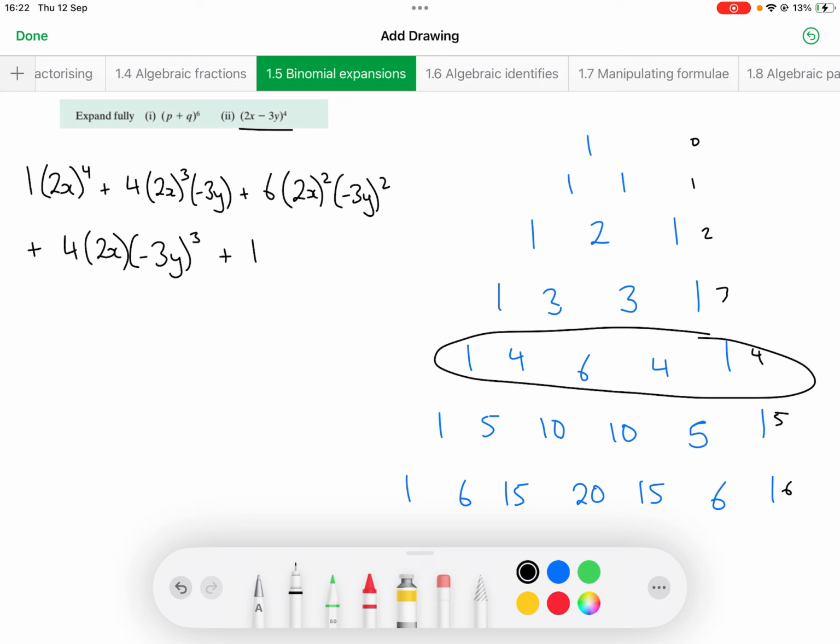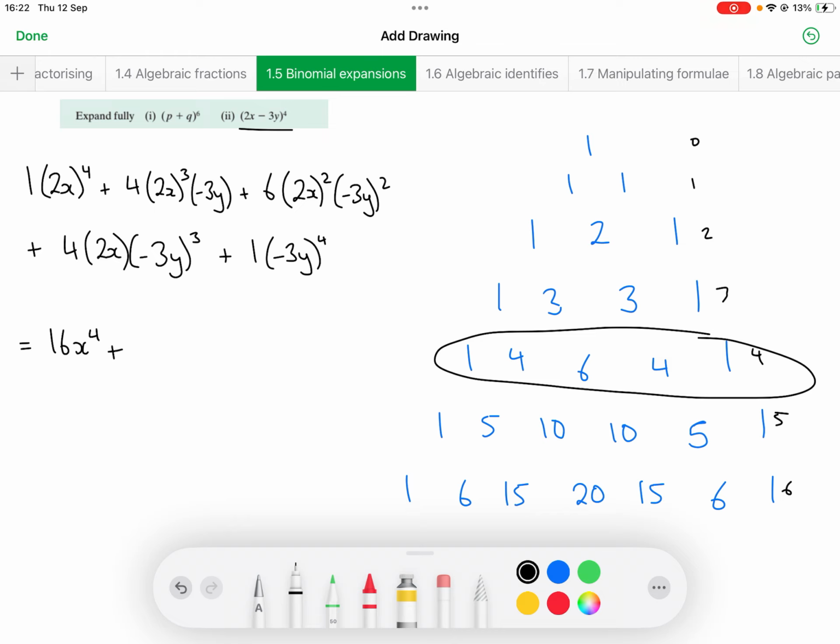And then the last one is 1, so 2x is going to go to the power of 0, so it's going to disappear. So that is going to go to minus 3y to the power of 4. And if we simplify that out, so the first term here, 2 to the power of 4 is 16x to the power of 4, and that's multiplied by 1, so it's 16x to the power of 4.